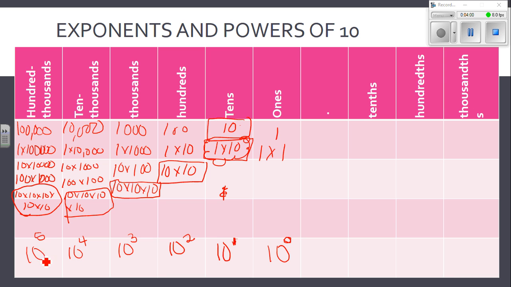Very good. So 10 to the 5th power means 10 times 10 times 10 times 10 times 10. 10 to the 4th power means 10 times 10 times 10 times 10. 10 to the 3rd is 10 times 10 times 10. 10 to the 2nd power is 10 times 10. 10 to the 1st power is just 10. And 10 to the 0th power is actually going to give you 1.